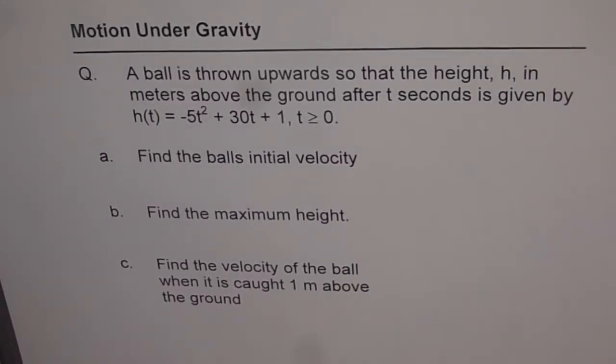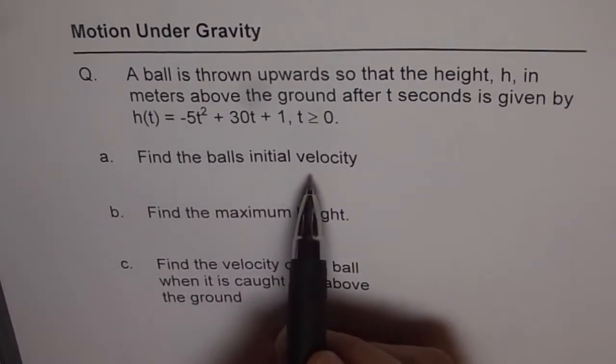Motion under gravity. The question is: a ball is thrown upwards so that the height h in meters above the ground after t seconds is given by h(t) = -5t² + 30t + 1, where t is greater than or equal to 0. Find the ball's initial velocity.